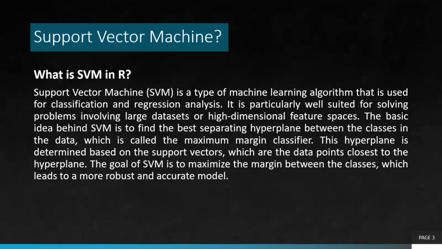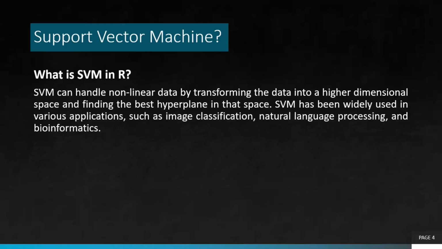The goal of SVM is to maximize the margin between the classes, which leads to a more robust and accurate model. SVM can handle nonlinear data by transforming the data into a higher dimensional space and finding the best hyperplane in that space. SVM has been widely used in various applications such as image classification, natural language processing, and bioinformatics.